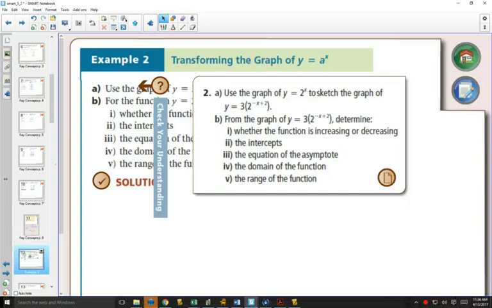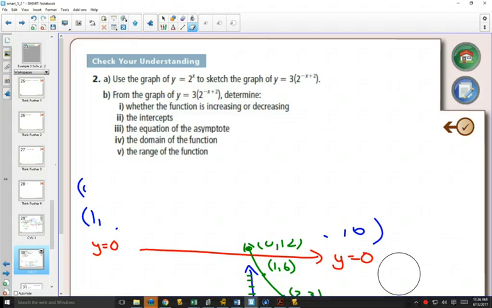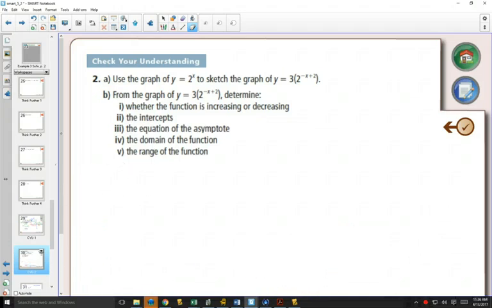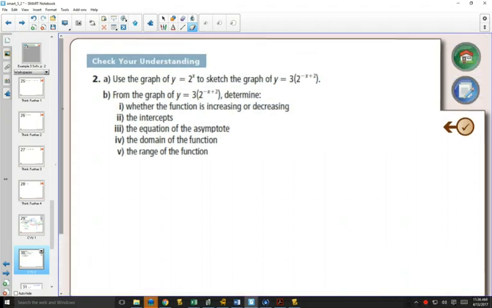So here is our first example. We want to use the graph of y equals 2 to the x. Normally, they wouldn't even tell you this part. You would look at this equation, and you'd have to recognize that y equals 2 to the x is your parent graph. And you want to sketch the graph of y equals 2 to the -x plus 2.